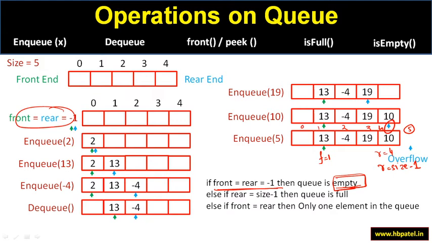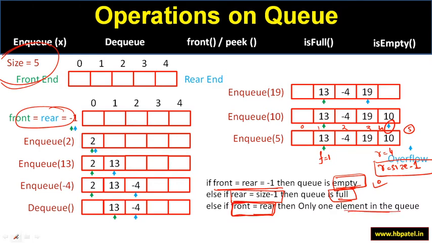Because what is size? Size is 5. So if rear equals size -1, that means the queue is full and you cannot add anything into it. So these are two different situations. When front and rear are both -1, the queue is empty. When rear equals size -1, when rear is pointing to the very last element, then it is full. And when front is equal to rear, now this is a very interesting concept: then there is only one element.